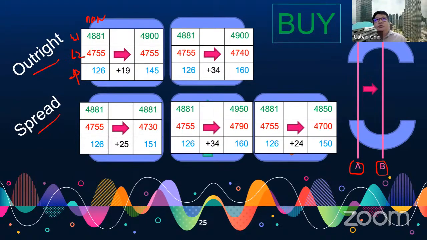So the first leg drops to 4850, then the second leg drops to 4700. So you also get a spread widening. You can see that even though the outright is dropping, the spread is going up. So there is a difference between trading outright and the spread.